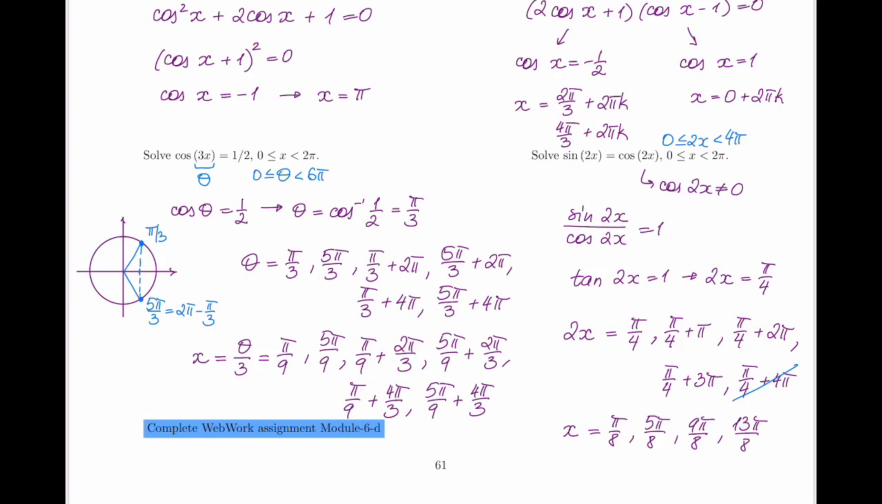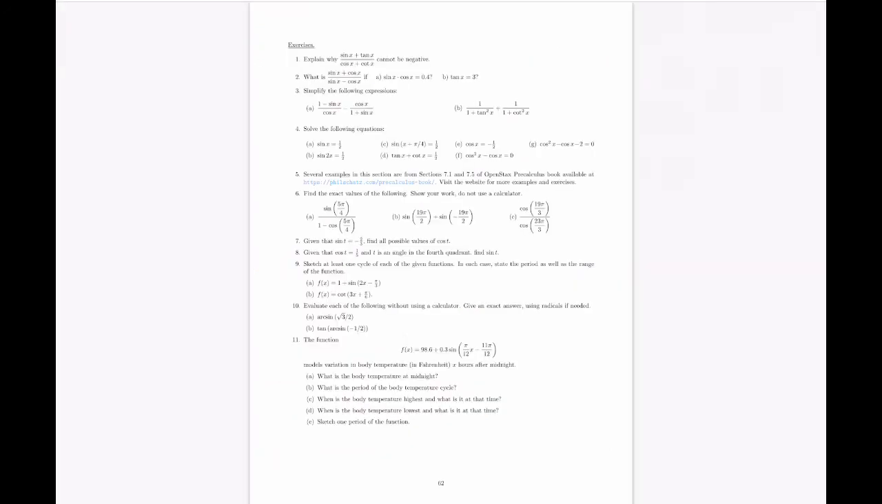Again, I strongly encourage you to actually take a look at how to solve these equations in other ways, just to get a little more proficient with whatever methods you are more comfortable with. Please take a look at the Webwork assignment module 6D, as well as the exercises at the end of this section that refer not only to module 6D, but also to the material that we've done earlier in this module in trigonometry, and pull some of the themes about trigonometry all together.